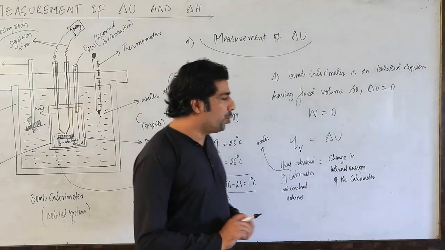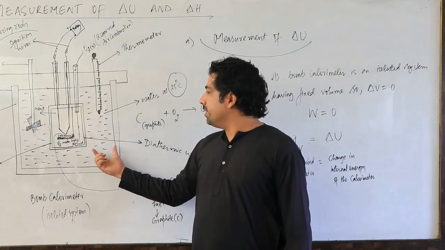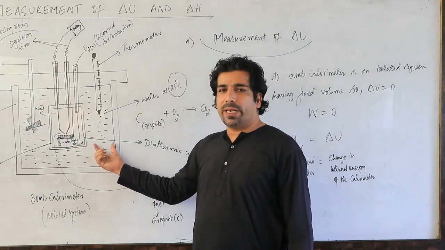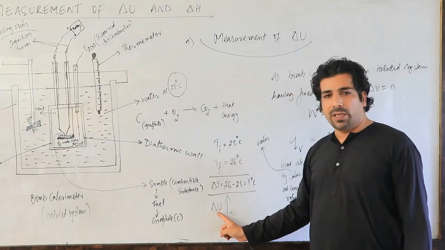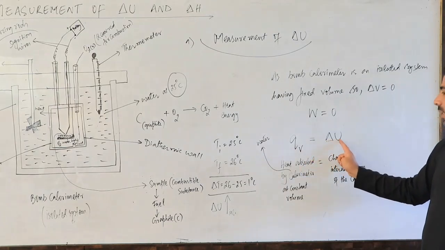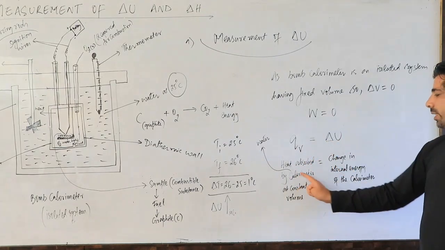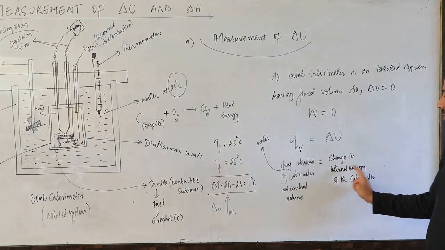So heat absorbed by calorimeter at constant volume is equal to change in internal energy of the calorimeter, my dear friends. So when this steel bomb releases the heat, then water will absorb the heat, my dear friends, and the temperature of water will increase. Internal energy of water will also increase. So finally I will write down Qv is equal to delta U, that is heat absorbed by the calorimeter at constant volume is equal to change in internal energy of the calorimeter.